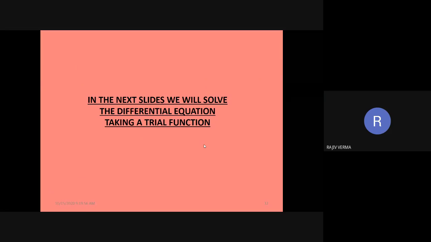In the next slides, we will solve the differential equation taking an actual trial function. We are going to assume that the trial function has a given number of terms, and then we will actually solve the entire problem which we have taken. And let me remind you that in the next slide, the problem which is supposed to be solved by you all is also going to be on display, and I'm going to explain the problem also.